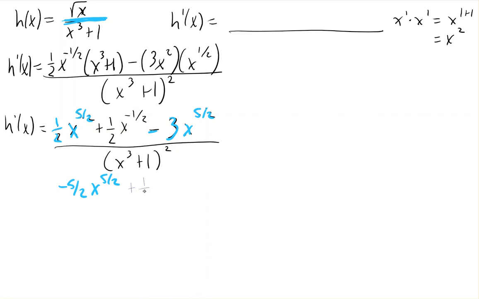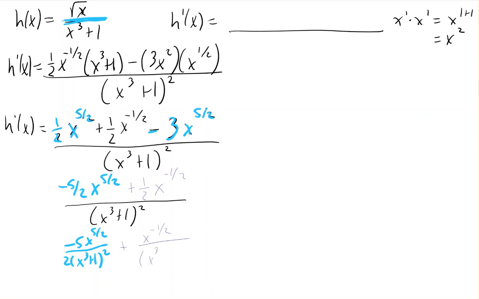Okay, and then I've got this, still over x cubed plus 1 squared. Alright, next I'm going to split apart this fraction, because I think that's going to make it a little bit easier to see how we can try to combine these x's together to look a little bit nicer.